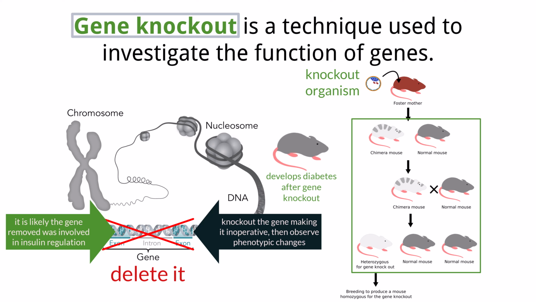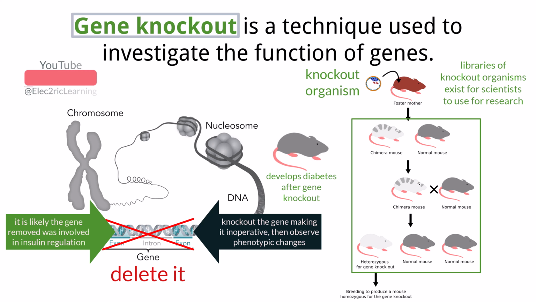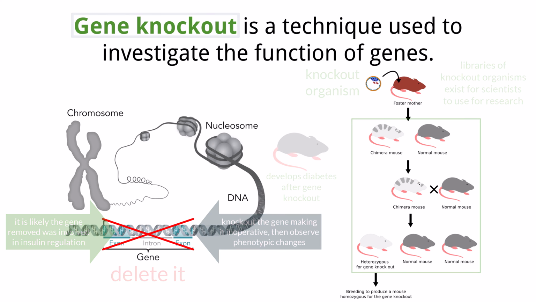Entire libraries of knockout organisms exist for research. For example, there's a mouse library where each strain has a different gene disabled. These are powerful tools for uncovering gene functions, modeling human diseases, and identifying potential targets for treatment. CRISPR-Cas9 is one tool used for these genetic modifications.